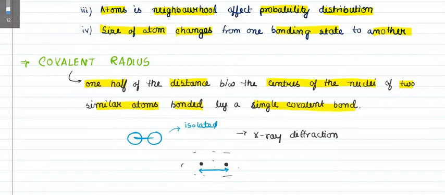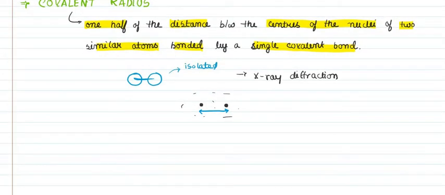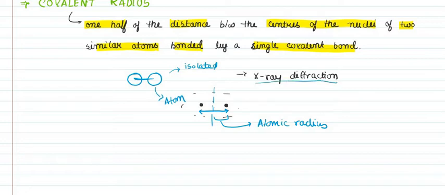This is the distance between the nuclei. We take half of this distance, and half of this distance is the atomic radius of this atom. What we have done is take a molecule of two atoms, isolate it, and use X-ray diffraction to obtain a picture of the two nuclei. We can measure the distance between the two nuclei, take half of that distance, and assume that this is the atomic radius.